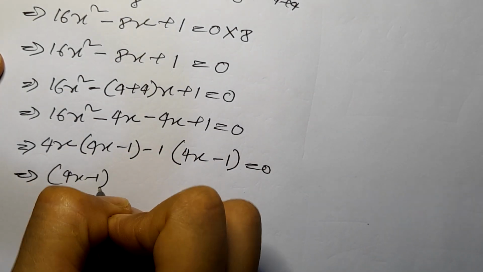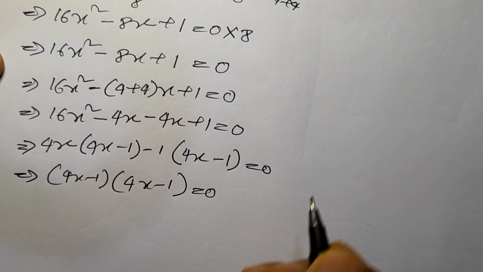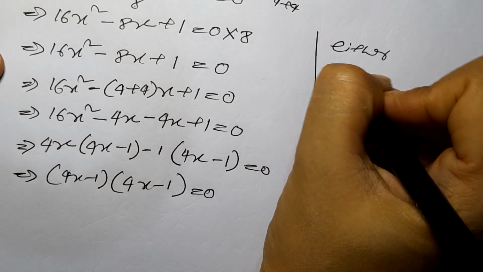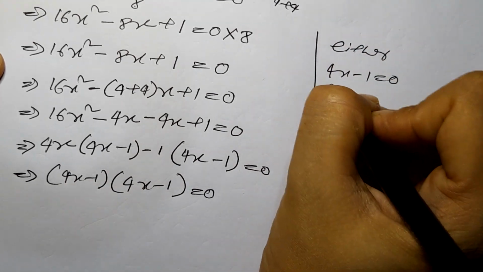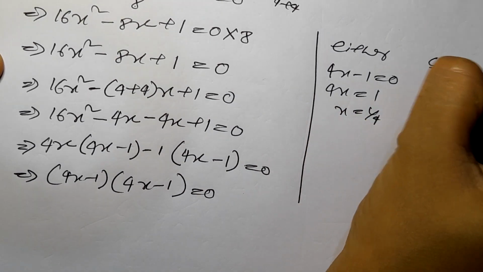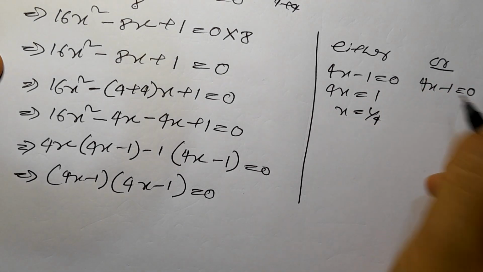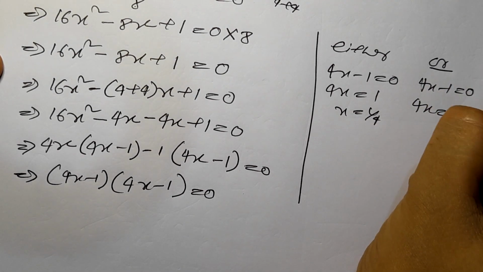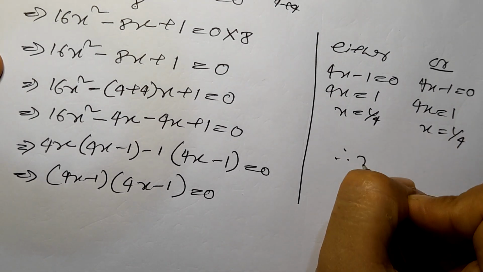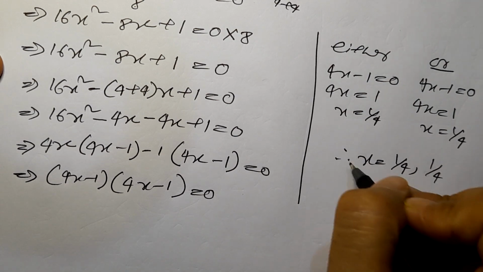4x minus 1, which is similar, here also it became similar. So either or: 4x minus 1 equal to 0, 4x equal to 1, x equal to 1 by 4. Or 4x minus 1 equal to 0, x equal to 1 by 4. Therefore, x equal to 1 by 4, comma 1 by 4. This is the answer.